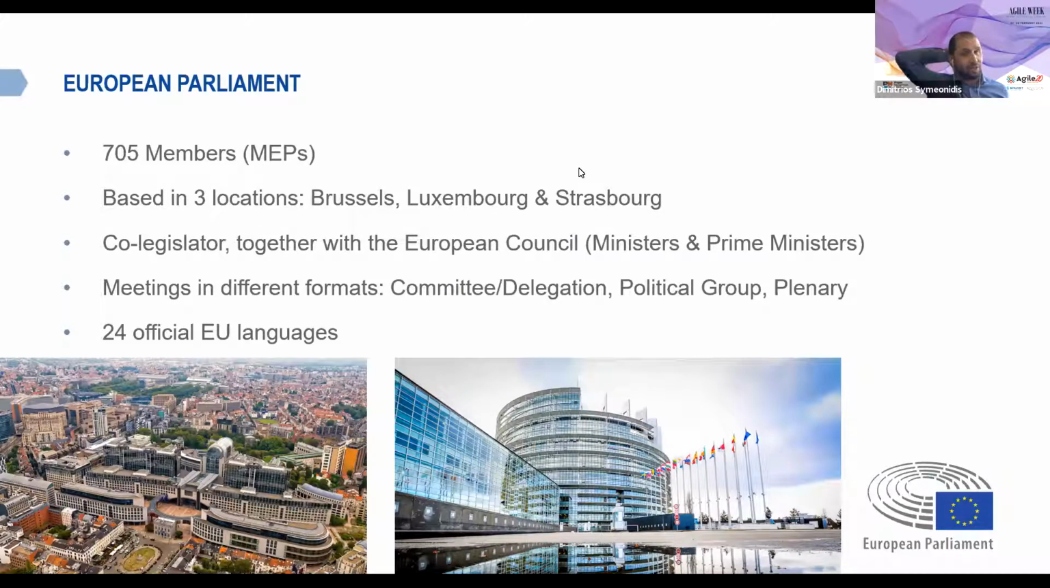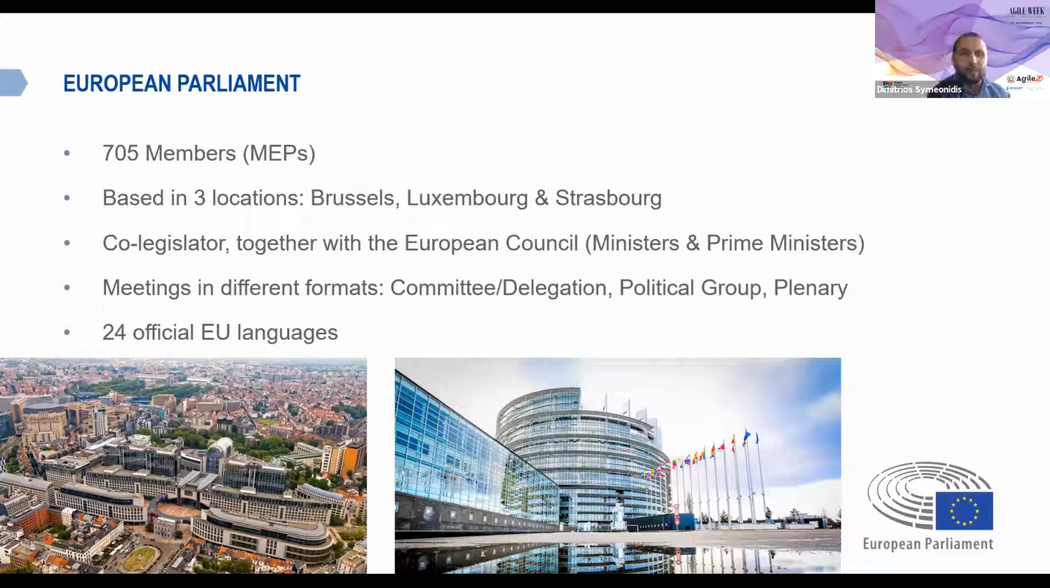So Brussels is where a lot of the activity takes place for committees and political groups. Luxembourg is where part of the administration is located, like, for example, the IT department, the DG for IT of the European Parliament, and Strasbourg is where the plenaries take place.